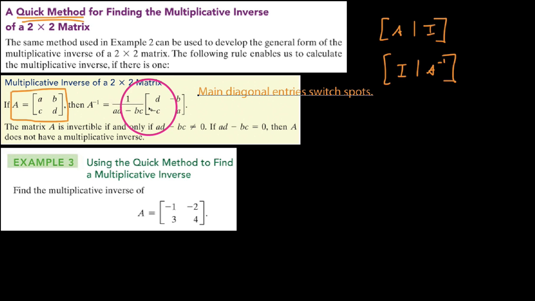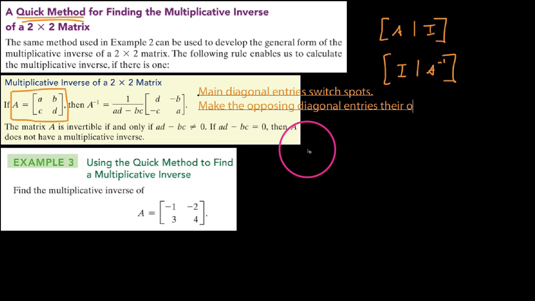That is to say that when you look at this matrix right here, we said A, D was our main diagonal. Well, it becomes D, A. And looking at the opposing diagonal, which is what we call this one here, we say B, C. Notice what happened to those. We made them negative, or we made them their opposites. So make the opposing diagonal entries their opposite. And the last thing we're going to do here is multiply the entire matrix by the scalar 1 over AD minus BC.